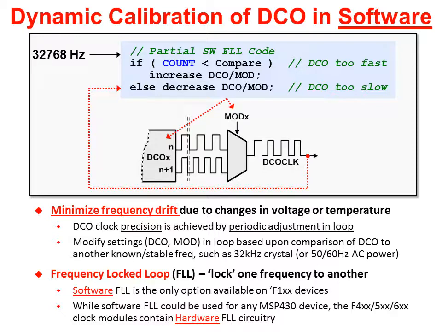The nice thing in doing this calibration is we were able to minimize drift due to changes in voltage and temperature and so on. Unfortunately, it wasted time and, maybe more importantly, energy having to run the code to do this calibration. That's why the later devices, the F4XX, 5XX, and 6XX devices, have the frequency lock loop. It actually does this for us in hardware.